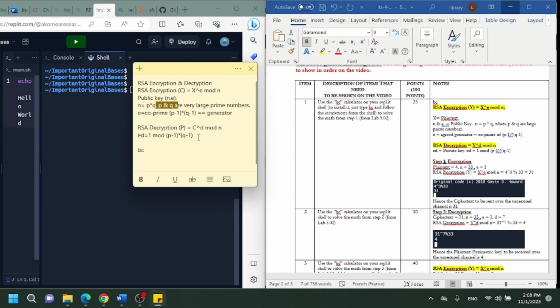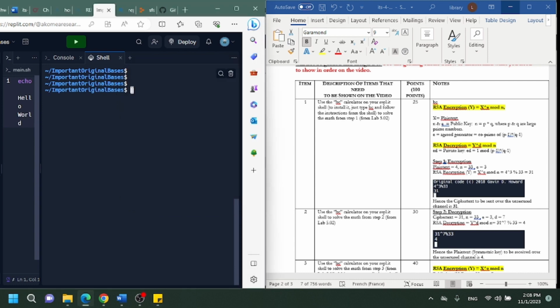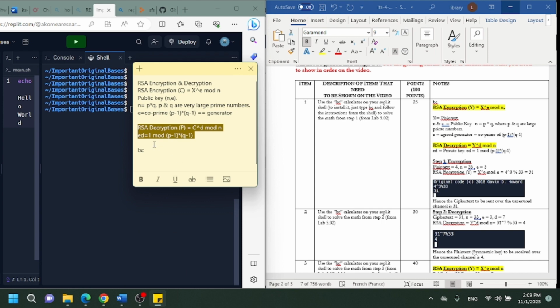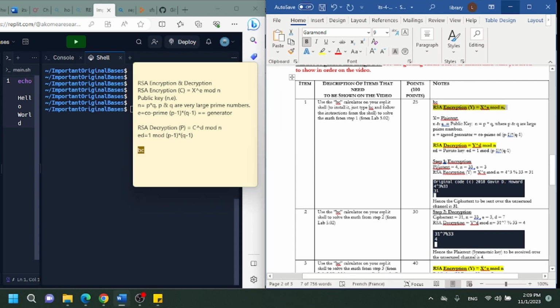So it is said that it is very easy to multiply numbers to get a composite number, but very difficult for computers to do factorization to find the two numbers P and Q that were multiplied to get the composite number. This is what RSA relies on. Okay, so we'll use Replit here to do the various computations, and we'll be using BC. BC is a tool within the Linux box to help us do computation. So we'll start with the first one.